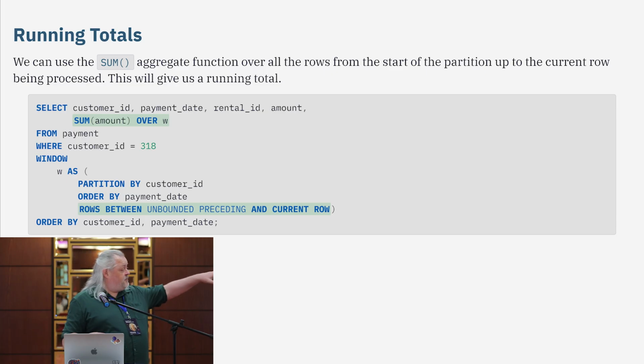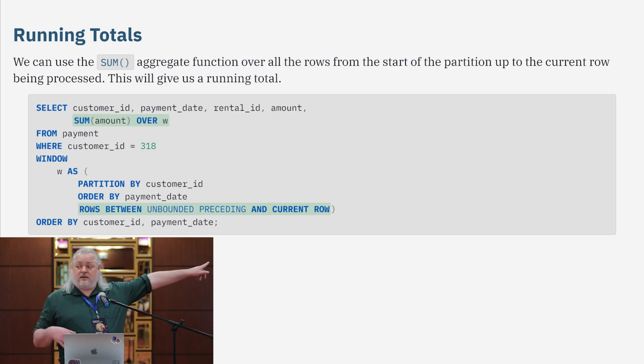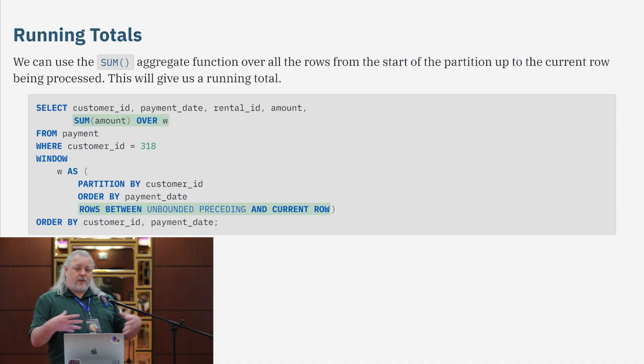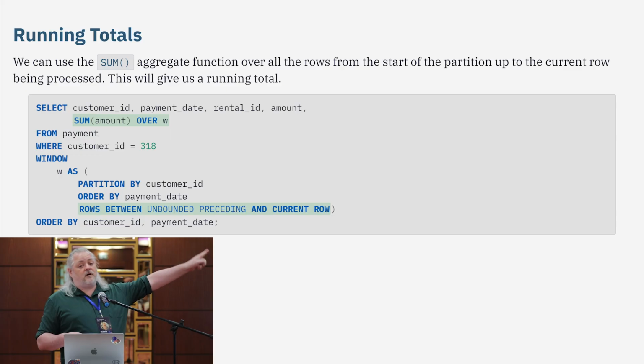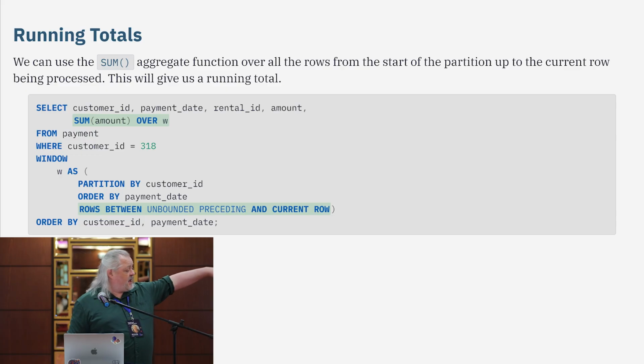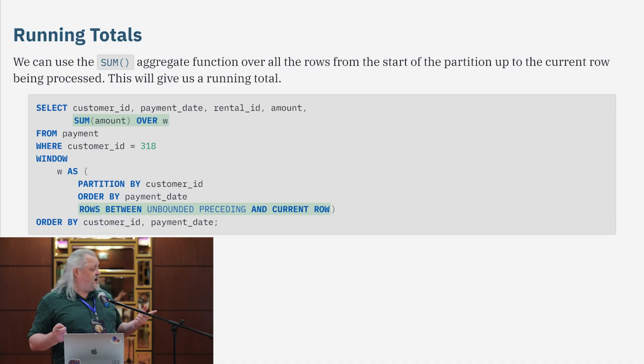In here, I'm just using a normal SUM aggregate that I believe everybody knows. Just add up all the values of amount. But I'm saying OVER the window called W. And in the window called W, I've defined that as PARTITION BY customer ID, even though we only have one, so it's kind of cheating. ORDER BY the payment date.